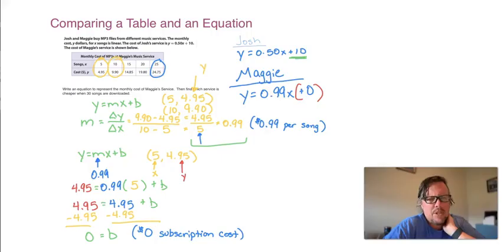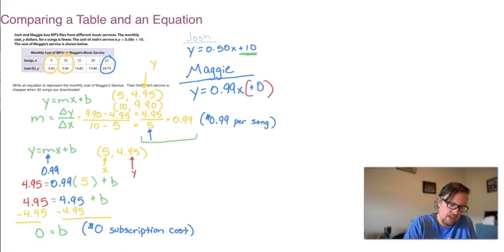So if I was only going to buy a few songs, Maggie would be the way to go, right? I would use Maggie's plan if I just wanted to buy a few, because then I don't have to pay the $10 subscription fee. If I was going to buy a whole lot of songs, like hundreds, Josh would be the way to go. I would have to pay the subscription fee, but it would be worth it because I would get that lower price on all the songs. But what if I'm only going to get 30? So let's figure that out.